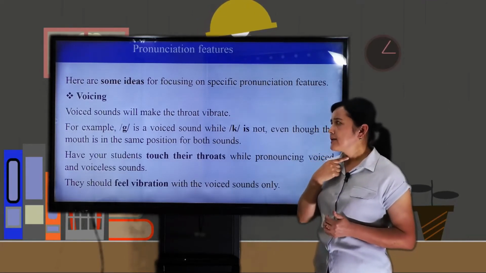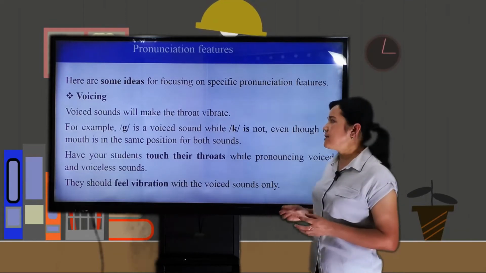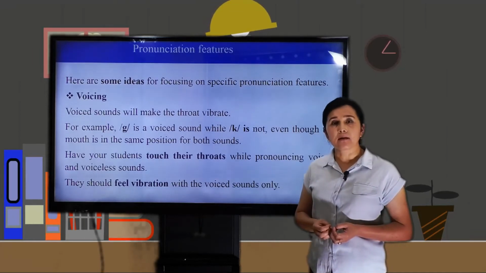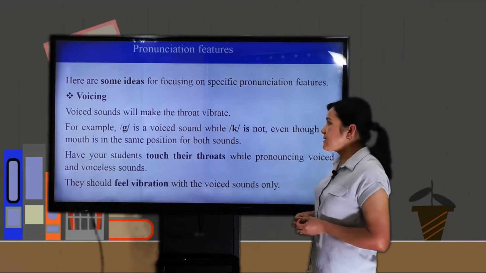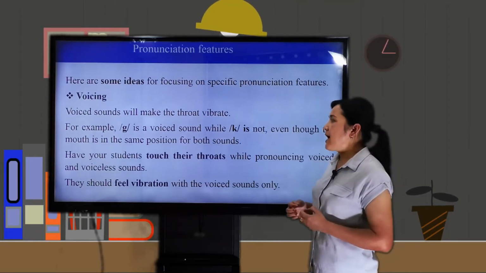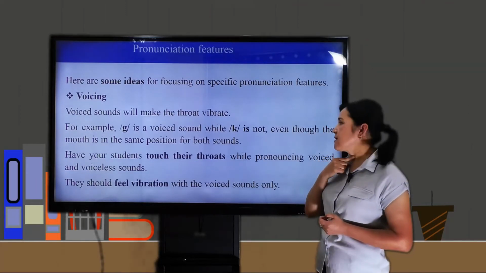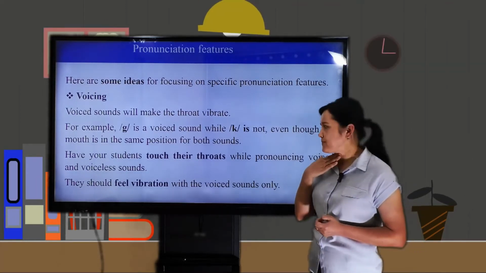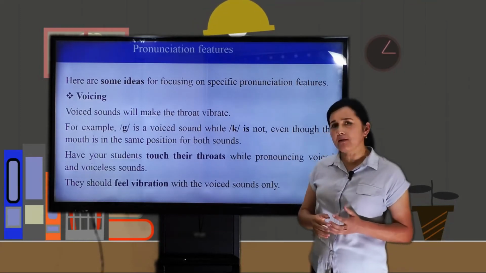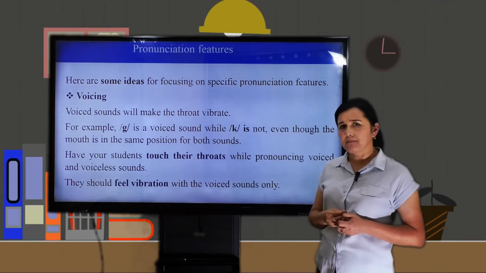So for example, g is a voiced sound while k is not, even though the mouth is in the same position for both sounds. G, k. And how to fix it? Have your students touch their throats while pronouncing voiced and voiceless sounds, like this.